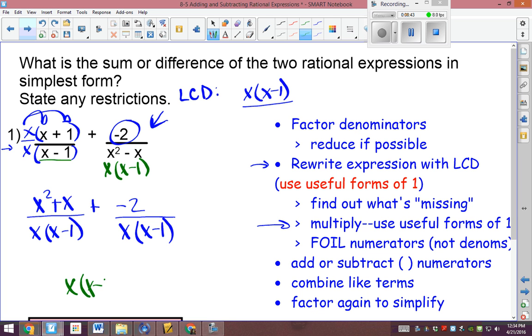So that new denominator that used to be an 8 is now the x minus 1. And now we just add the top: x squared plus x, plus x, and then just write minus 2. Okay, I do want to point out that's addition.